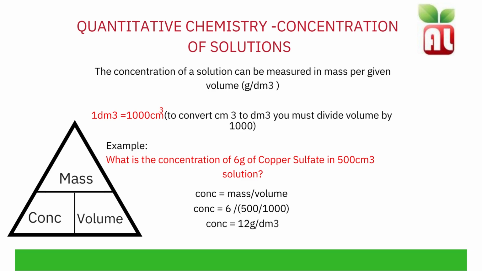Calculating concentration, you do mass divided by volume. An example, what is the concentration of 6 grams of copper sulfate in 500 centimeters cubed of solution?